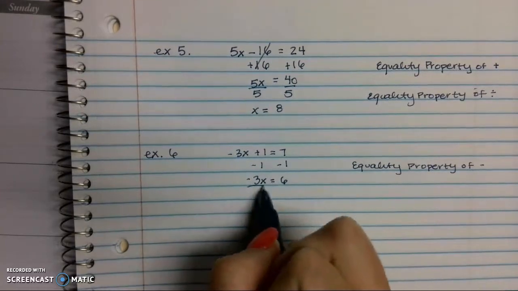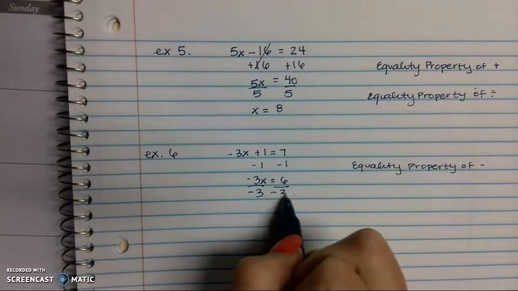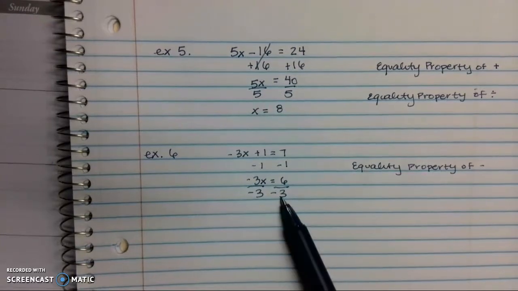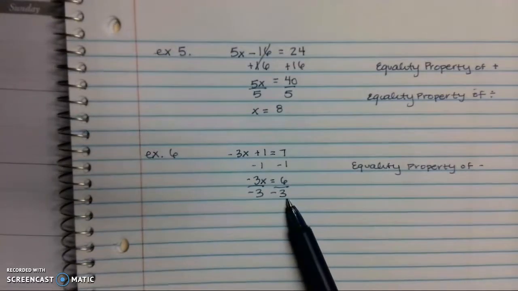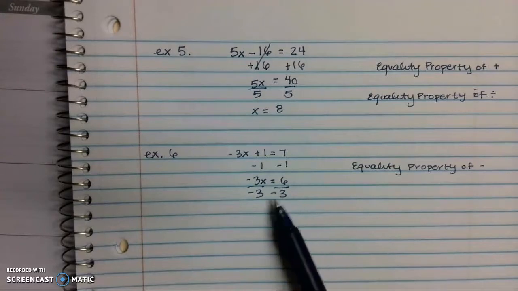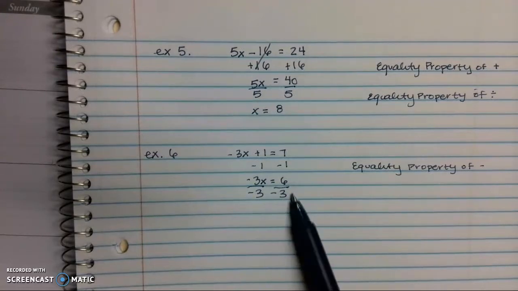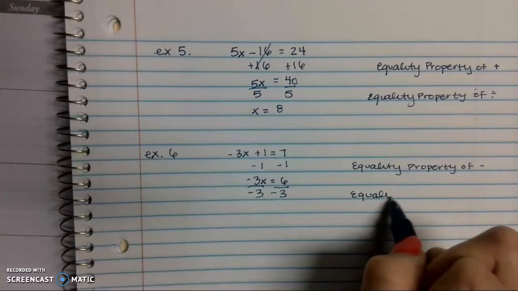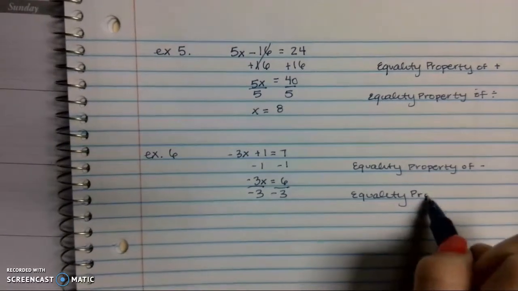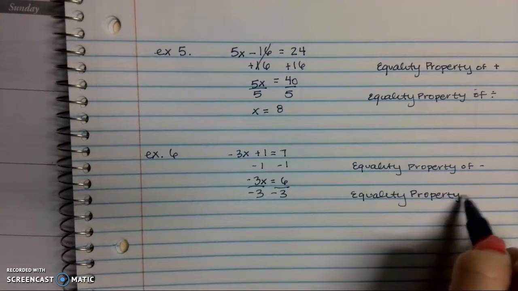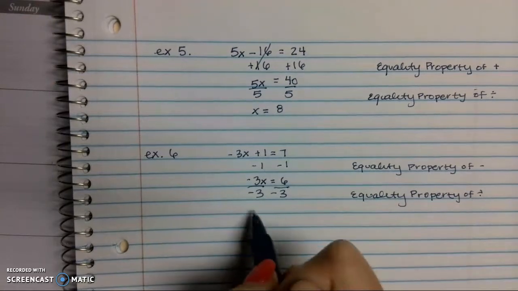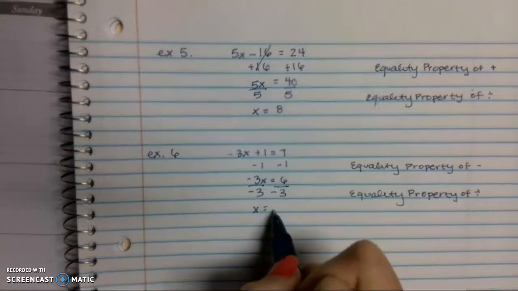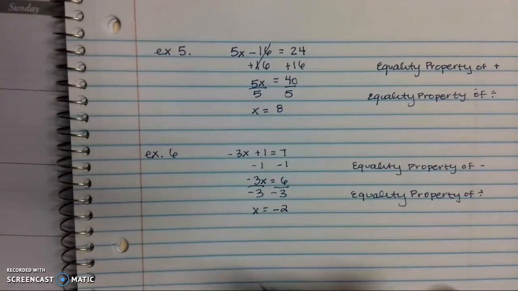And then I got to get this negative 3 away from x. So I'm going to divide both sides by negative 3. Hint, hint, nudge, nudge. One of the most commonly missed things that I see is people forgetting to put that negative sign there. So do not forget that negative sign. Alrighty, and we use the equality property of division to get our final solution. And x is equal to negative 2.